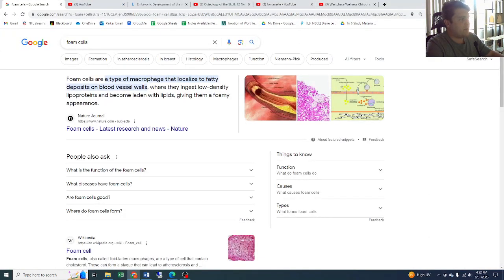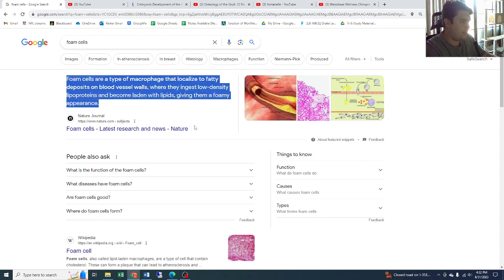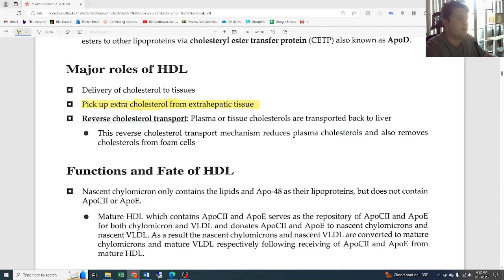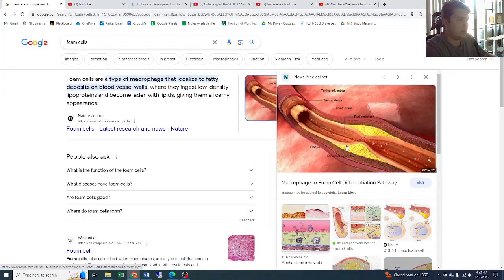So foam cells are a type of macrophage that localize to fatty deposits on blood vessel walls, where they ingest low-density lipoproteins and become laden with lipids, giving them a foamy appearance. And this is what we have right here. Get that plaque buildup, we'll have the foam cells and everything all in there. That's sort of the idea of what we're thinking about with atherosclerosis.